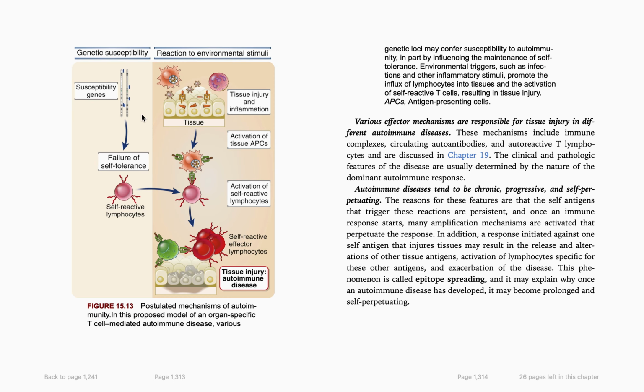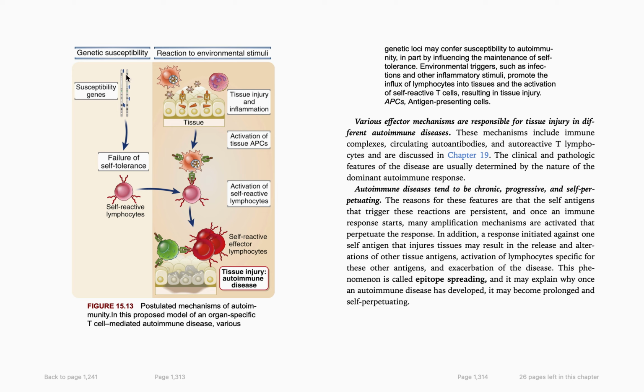So we have the diagram of the postulated mechanism of autoimmunity. In this proposed model of an organ-specific T-cell mediated autoimmune disease, various genetic loci may confer susceptibility to autoimmunity, in part by influencing the maintenance of self-tolerance. Environmental triggers such as infections and other inflammatory stimuli promote the influx of lymphocytes to tissue and activation of self-reactive T cells, resulting in tissue injury.